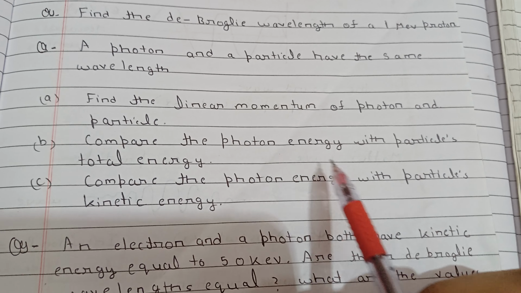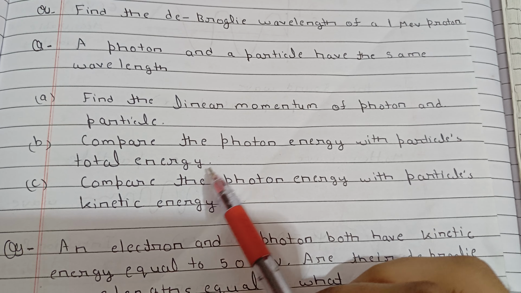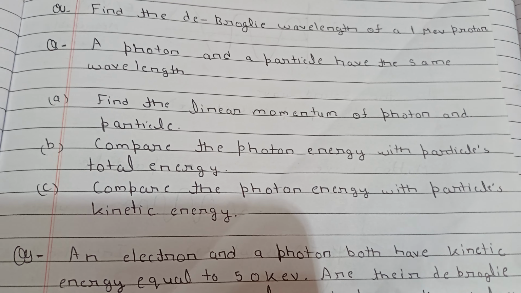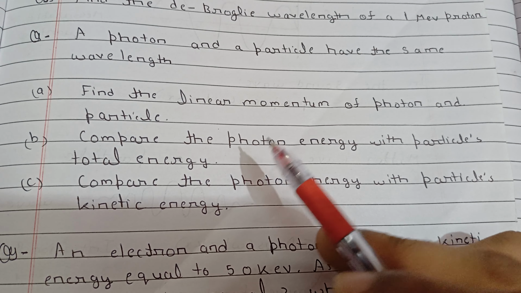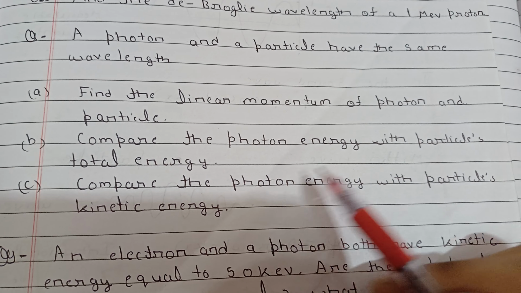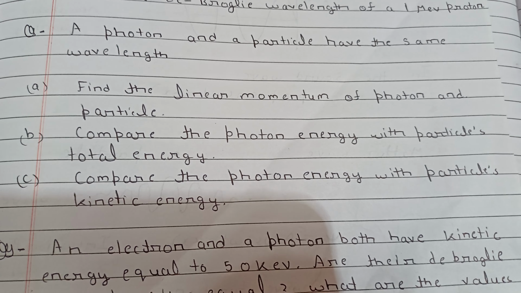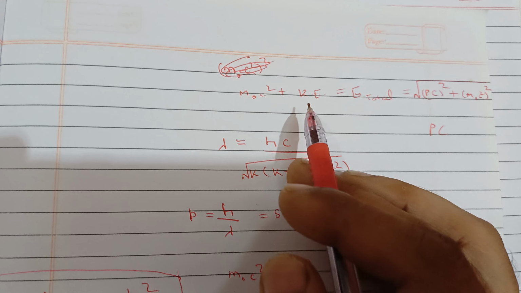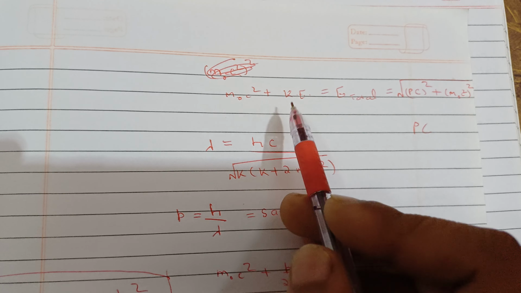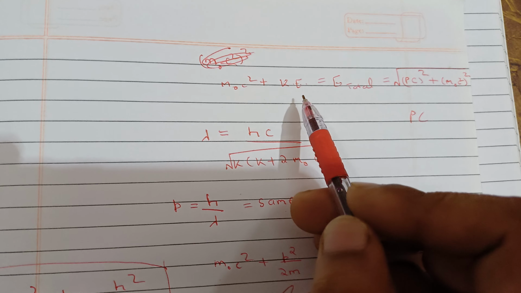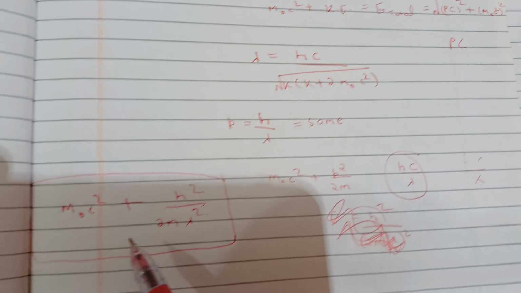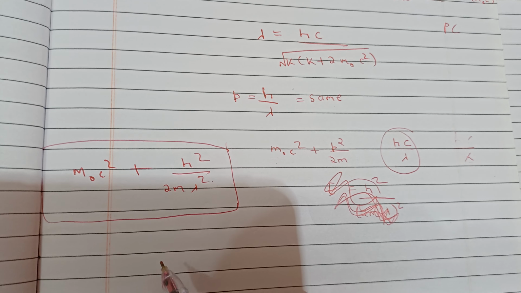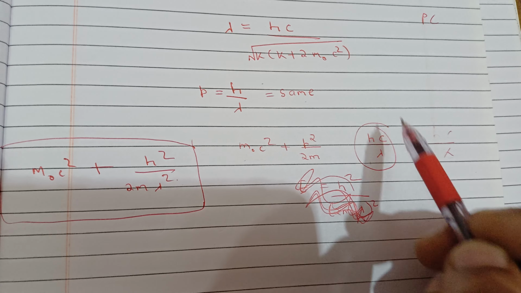Now part B is to compare the photon energy with the particle's total energy. So we need to compare the energy. For the photon it is nothing but h nu, which is hc by lambda. But the total energy of a particle is given by this formula, rest mass energy plus kinetic energy. Kinetic energy is p square by 2m, and p can be written as h by lambda. So the total energy of a particle is m naught c square plus h square by 2m lambda square. And for the photon this will be hc by lambda.